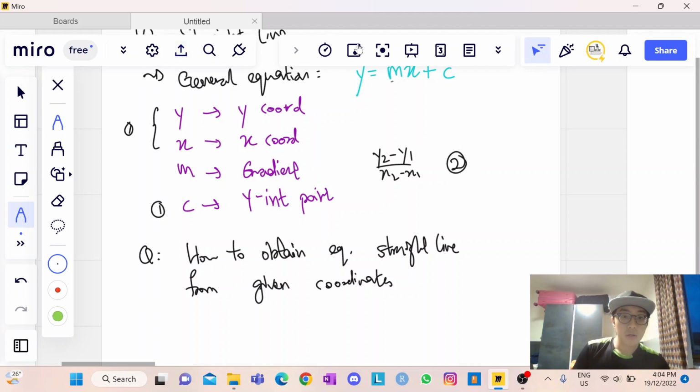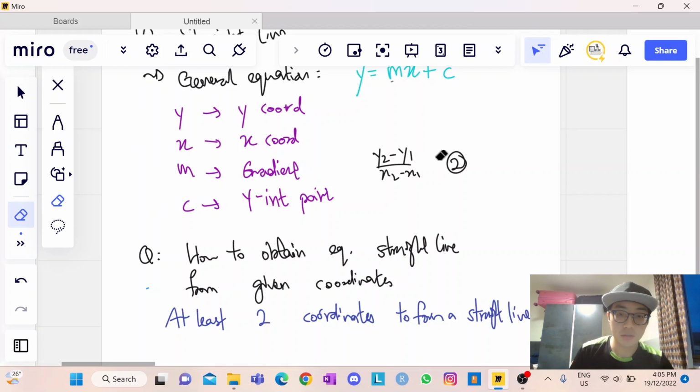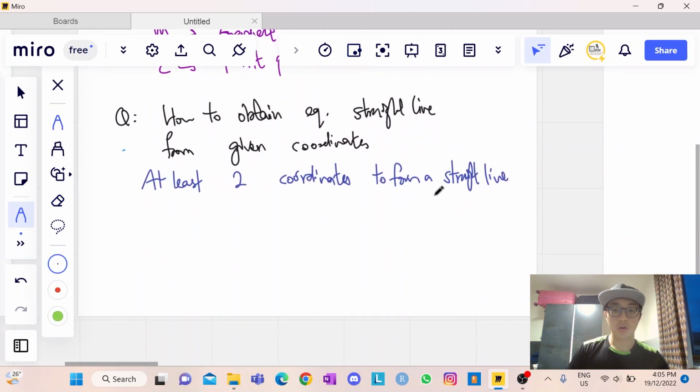So all these things here, you will need at least two coordinates to form a straight line. Okay, you will need at least 2. This is something that you need to remember. I'm going to be erasing all this because I'll be compiling it as a note to post on Instagram later on. So you will need at least 2 coordinates to form a straight line. This is the first thing that you will need to know.